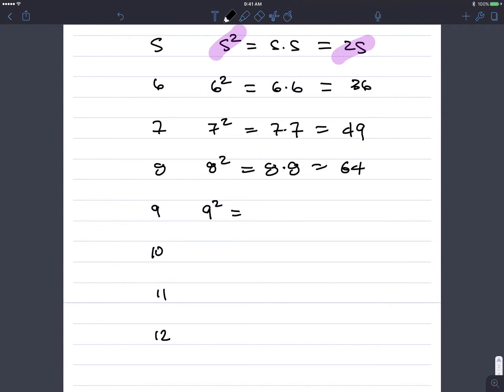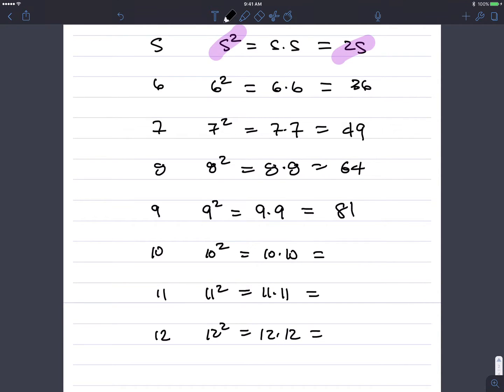9 squared is 9 times 9. 10 squared, 10 times 10. 11 squared, that's 11 times 11. 12 squared, 12 times 12. So what's 9 times 9? 81. 10 times 10? 100. 11 times 11? 121. What's 12 times 12?